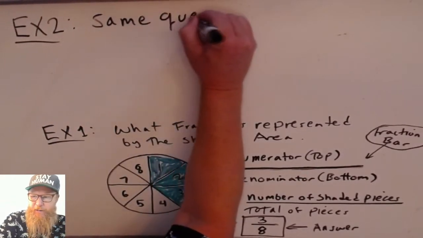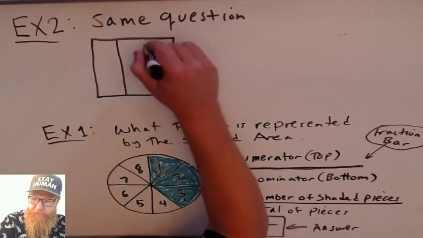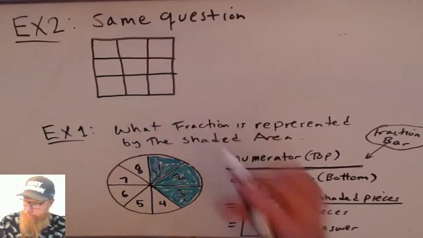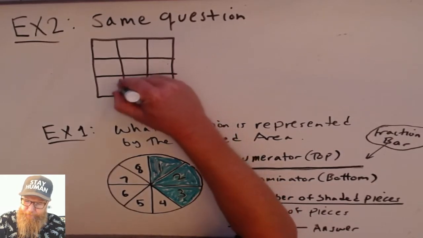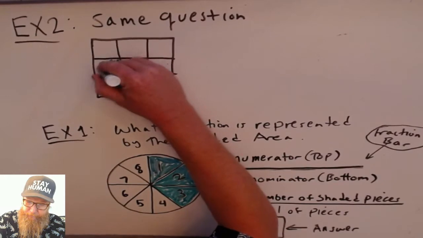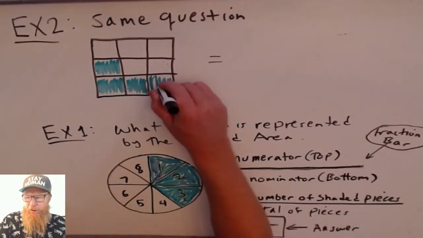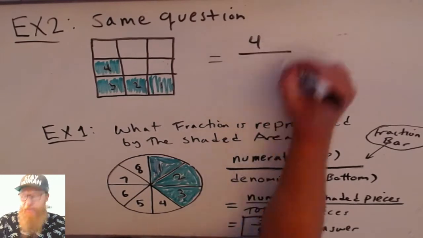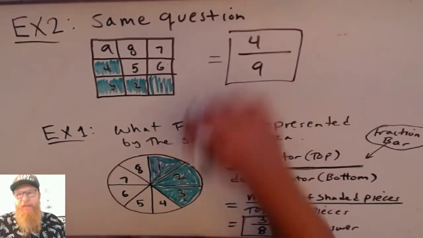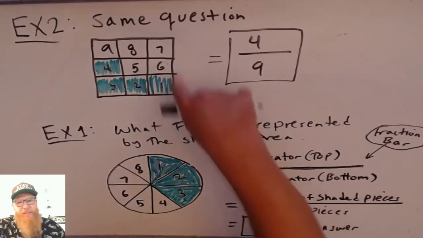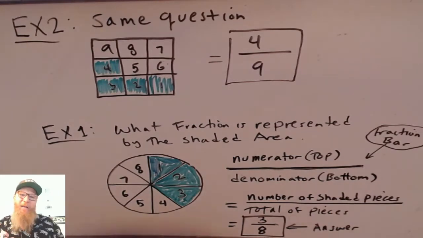Same question, I don't want to write it all out again, just a different shape. So what fraction is represented by the shaded area? So we have 4 shaded regions, and we have a total of 9 squares. I guess this is Sicilian style pizza, the square rectangular style of pizza. Maybe I'm a little hungry, I don't know.